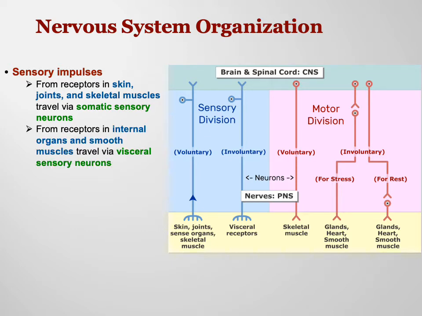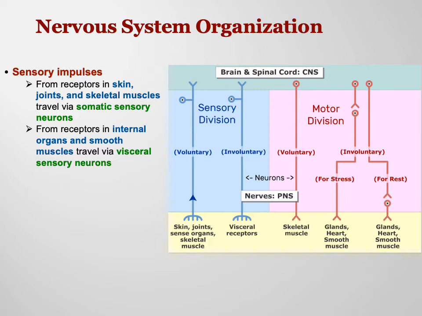Now, on the other hand, receptors from internal organs and smooth muscles travel via what are called visceral sensory neurons. So the word viscera means organ. Like if you watch Game of Thrones, somebody takes a sword, splits somebody down the middle, they eviscerate them. It means their guts come out.